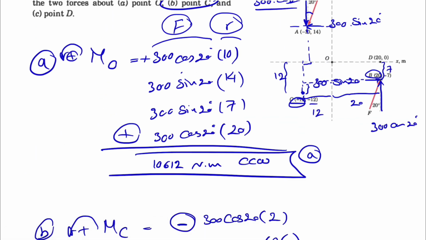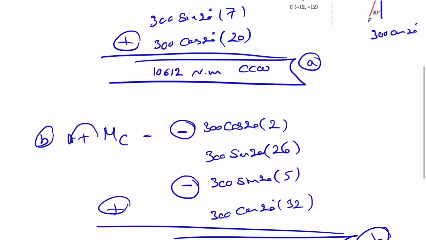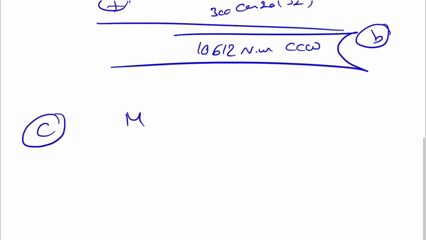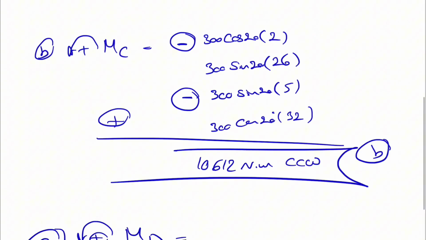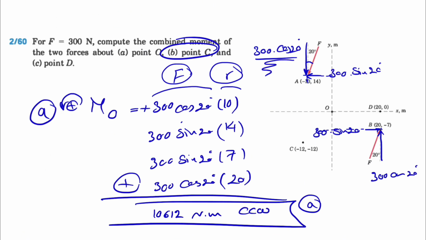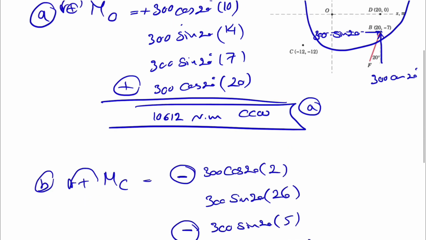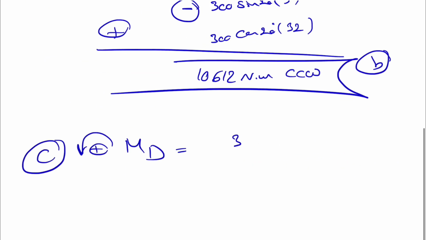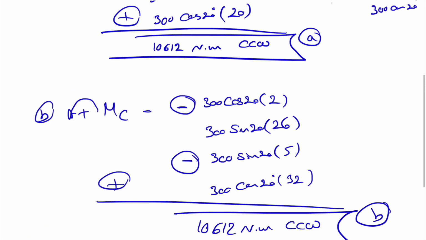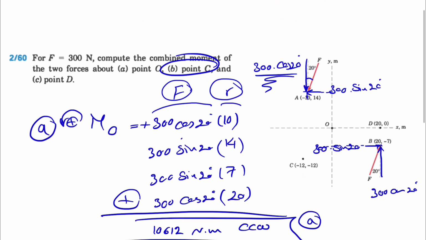So let's just clean up the figure again. In the C part of the question, we need to find a moment about point D, again counterclockwise positive. So let's go with the 300 cosine of 20. Looking at this, we'll see that the moment is counterclockwise, so positive. So 300 cosine of 20 degrees, the moment is positive as I mentioned, and the distance that we have, this is the line of action.